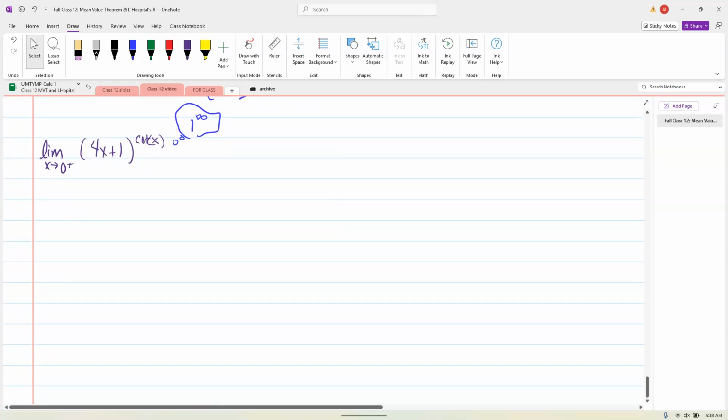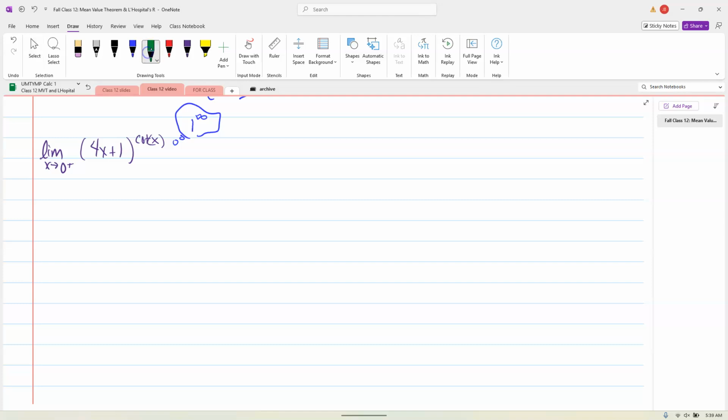Okay, I will find my spot. So now the question is, what do we do? It would be nice if we could not have cotangent of x in the exponent. So what we're going to do is sidestep here a minute and call the whole expression y. So I'm going to call y equal to 4x plus 1 to the cotangent of x, and I'm going to natural log it. Why do I natural log? Well, because then the exponent comes down in front.